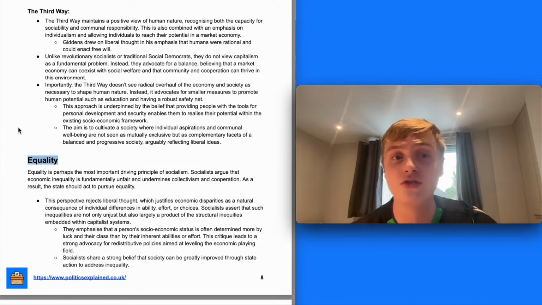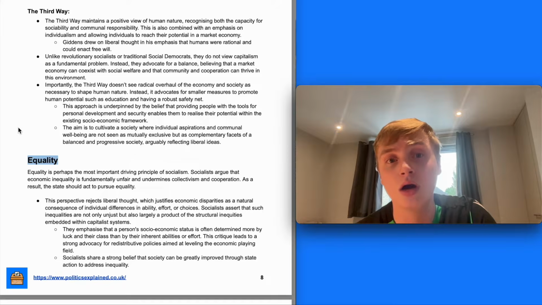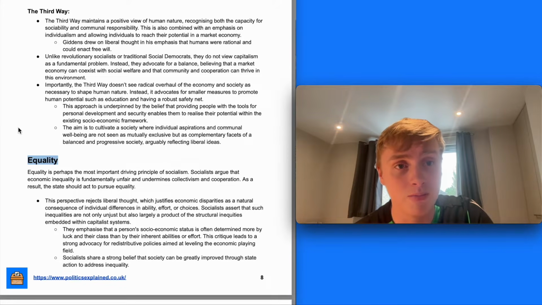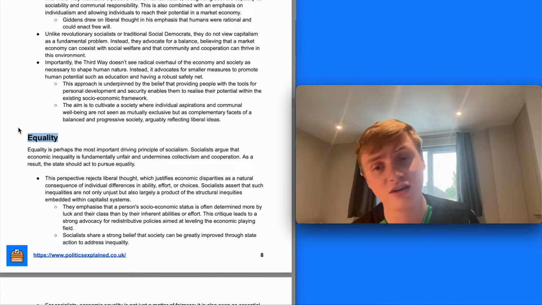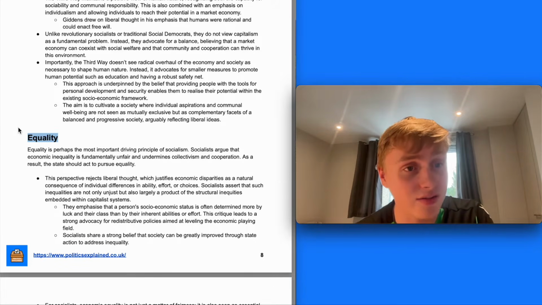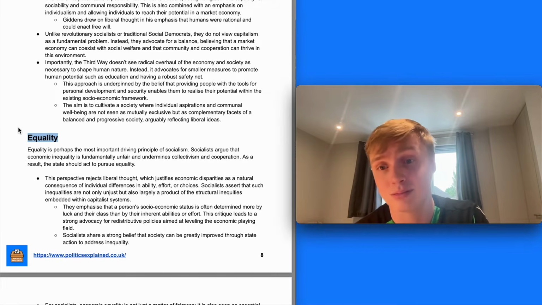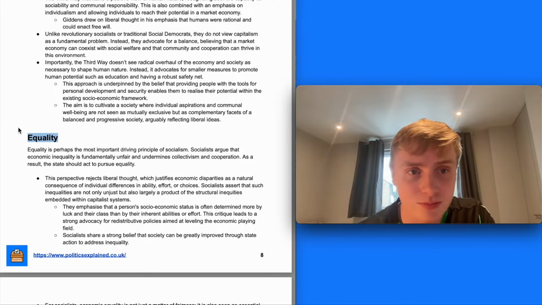So unlike revolutionary socialists or social democrats, they don't view capitalism as a fundamental problem. Instead, they advocate for a balance, believing that a market economy can coexist with social welfare and community, and that cooperation can thrive in this environment. They don't seek radical overhaul of the economy or even much intervention in capitalism as social democrats do, because they don't see it as fundamentally flawed. Social democrats do see capitalism as flawed, they just believe it can be managed.